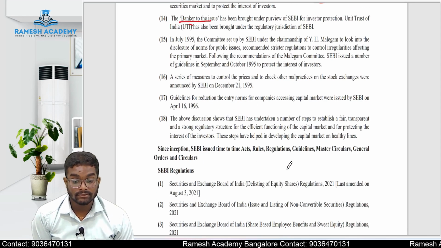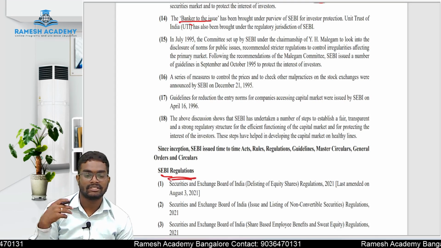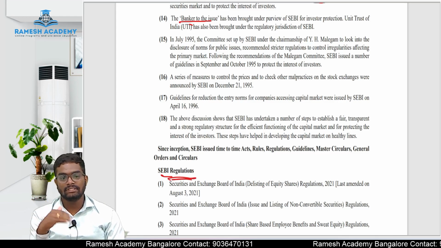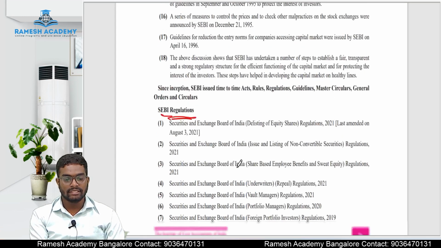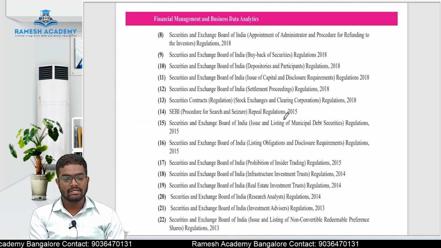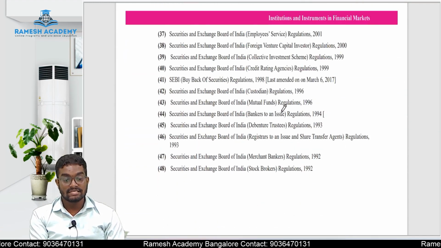Now we have all these SEBI regulations. These are the SEBI regulations as per the requirement. Each and every time there is a new problem, they come out with a new regulation. So this is the list: vault managers, portfolio managers, investors. These are all the regulations given by SEBI.